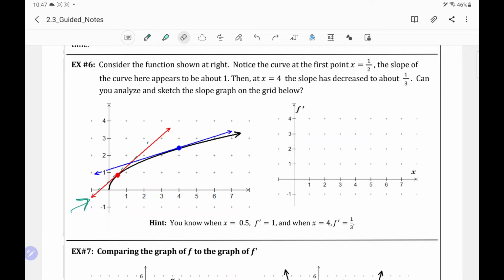Here's the deal. We could probably try to calculate it exactly or use the points and figure it out, and it might not match. Again, that's not the point. They gave us these points, so let's just use them. We know we can draw the graph from that. We've got the point 0.5 and 1. So x is 0.5, y is 1. When x equals 4, f prime equals 1/3. So when we're at 4, we're down here at 1/3.